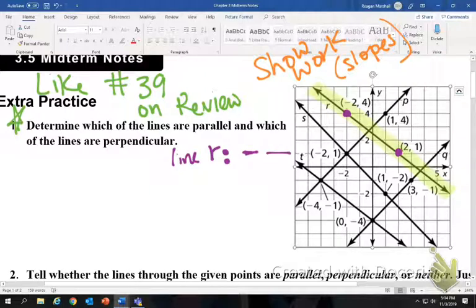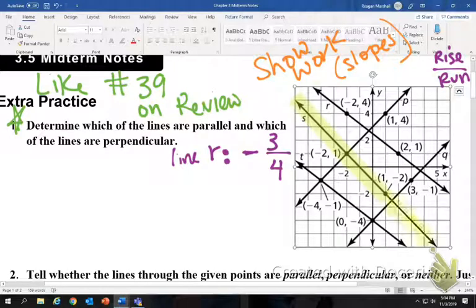Then you're going to count the rise over the run. So when we rise here, we're actually not rising. We're going to drop down 1, 2, 3. So 3, and over 1, 2, 3, 4. So the slope of line R is negative 3/4.